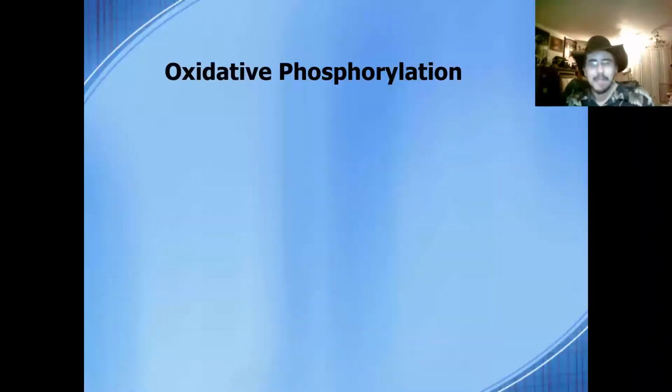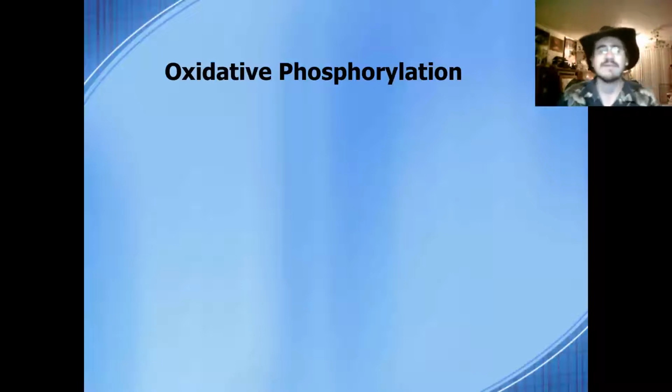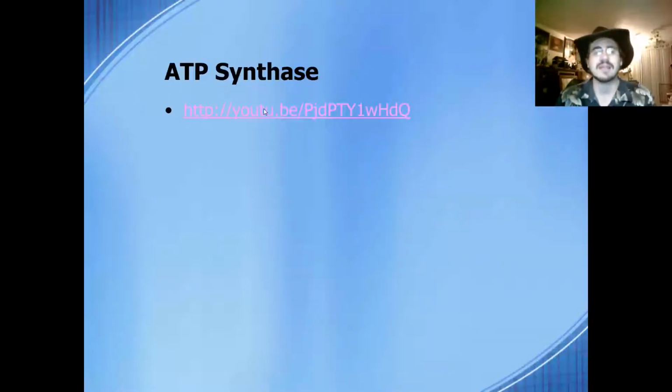Now, we talked about in glycolysis, the production of ATP is substrate level phosphorylation. Well, in the electron transport chain, oxygen is the final electron acceptor, so we call it oxidative phosphorylation. So ATP is produced by hydrogens moving across the mitochondrial membrane and driving ATP synthase. Let's take a look, shall we?